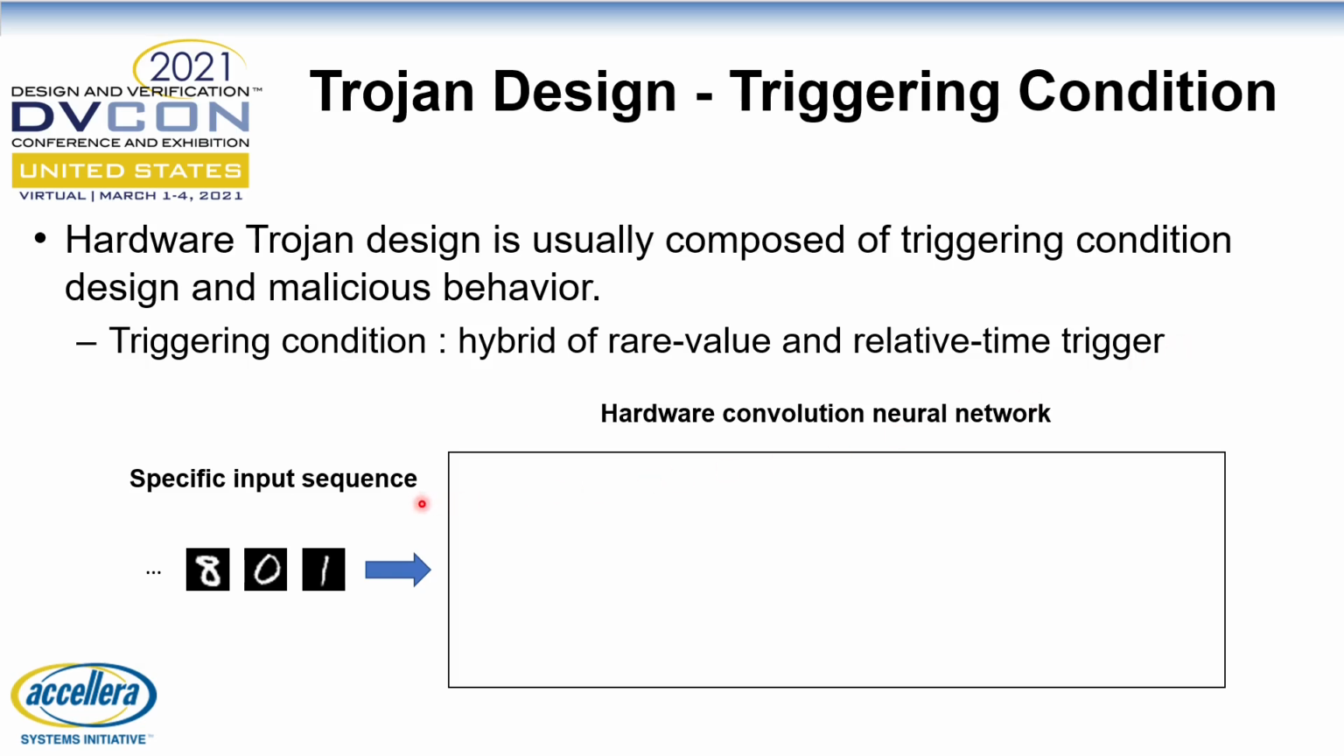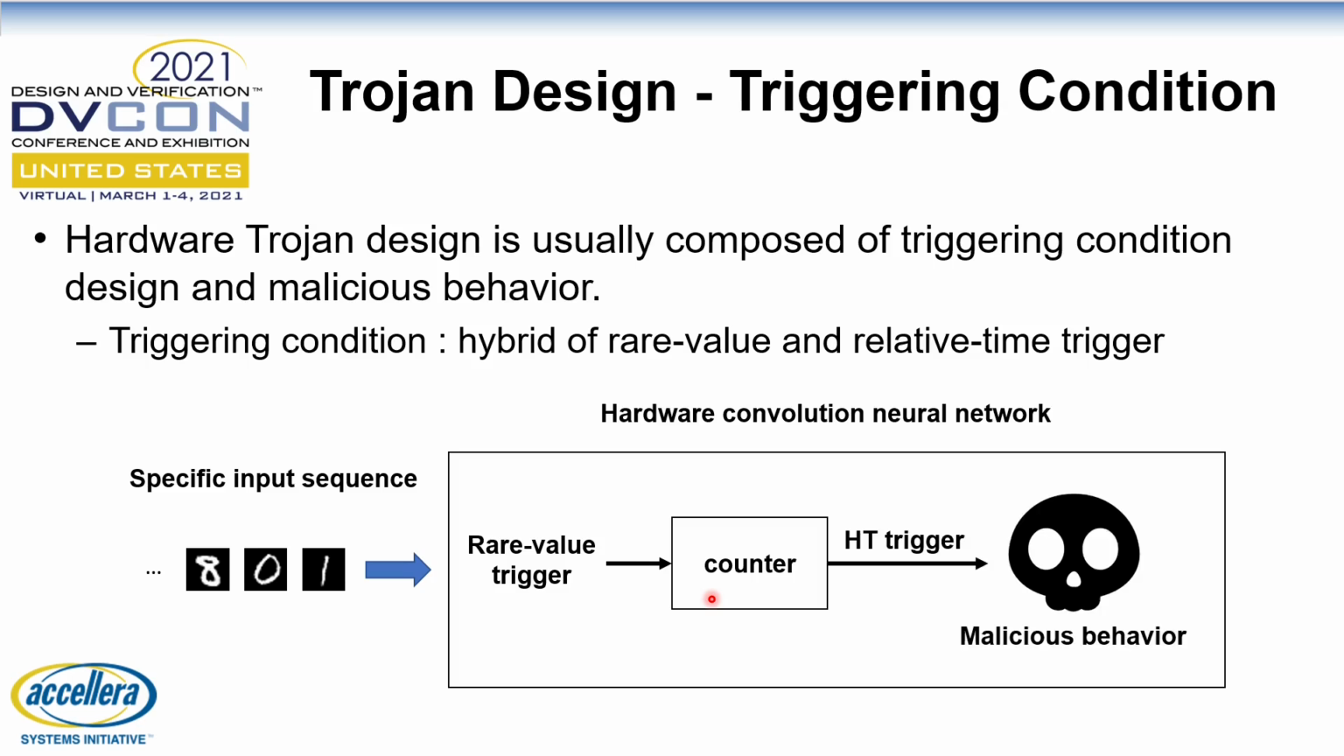The first triggering condition of our Trojan is real value based, and it will be activated through a specific sequence of input classes. The sequence length we use is A inputs. When the real value trigger is activated, it will start a counter inside the hardware CNN for the relative time trigger. The counter will count for a specific number of clock cycles before the time-related trigger is activated. Once the condition of the time-related trigger is satisfied, the malicious behavior of the hardware Trojan will be launched.